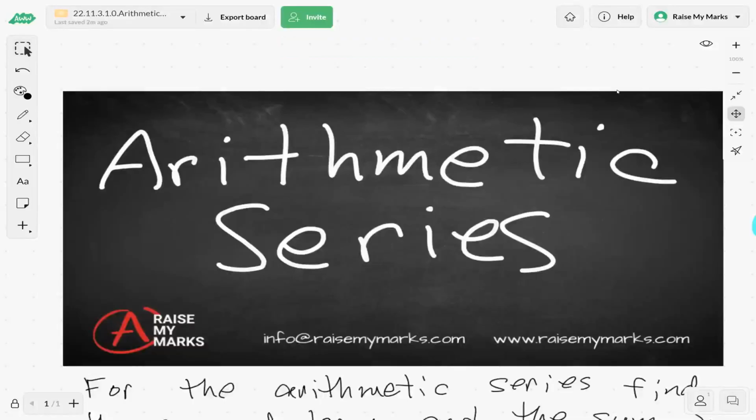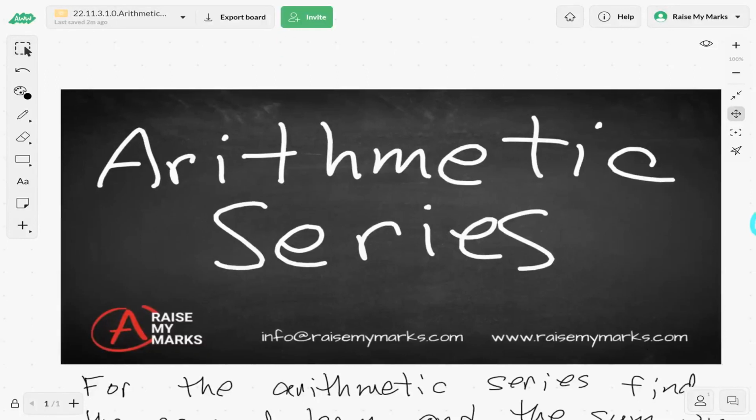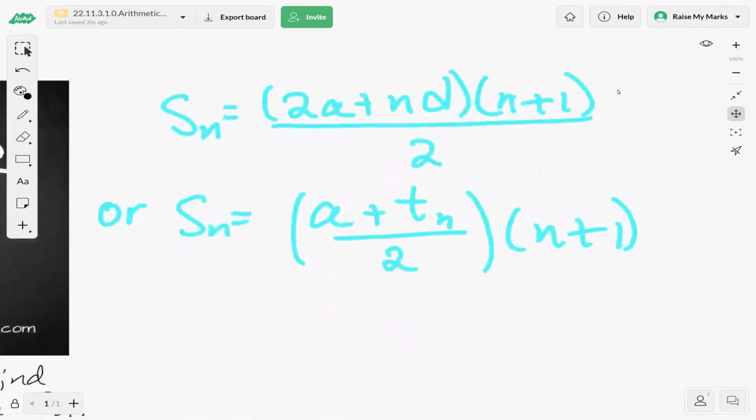Hello, so today we're looking at arithmetic series. So what is an arithmetic series? Well, let's look at an example. An arithmetic series is the sum of an arithmetic sequence. So let's review what an arithmetic sequence is.